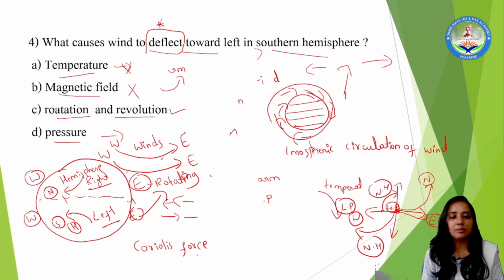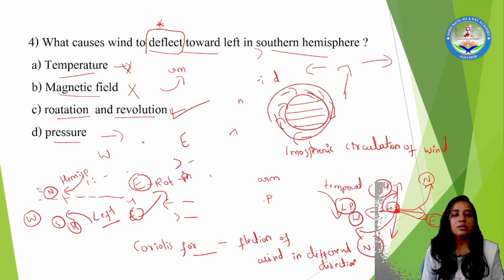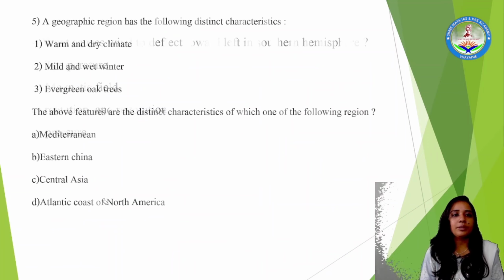Coriolis force is nothing but a deflection of wind in a different direction. So here your right answer will be rotation and revolution. Both are causing the deflection of the winds. Right? Coming to the next question.